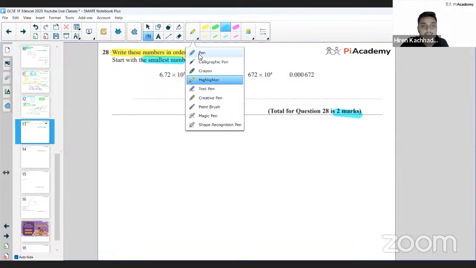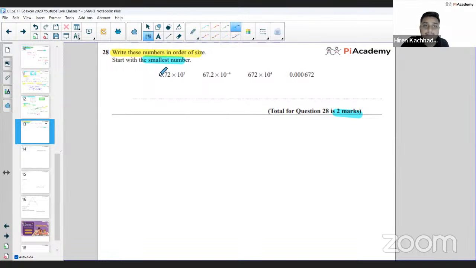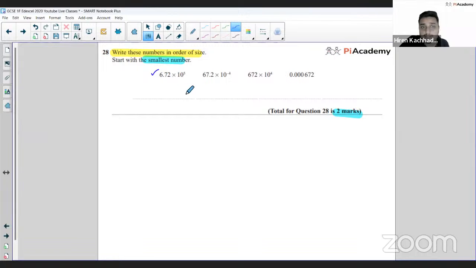And you can see here, the first number is the same, right? 672, with 6, 7, and 2 everywhere, right? So no problem. First of all, you have to write all of them in scientific format, okay? So this is 6.72 times 10 raised to 5. This is exactly the correct format, okay?